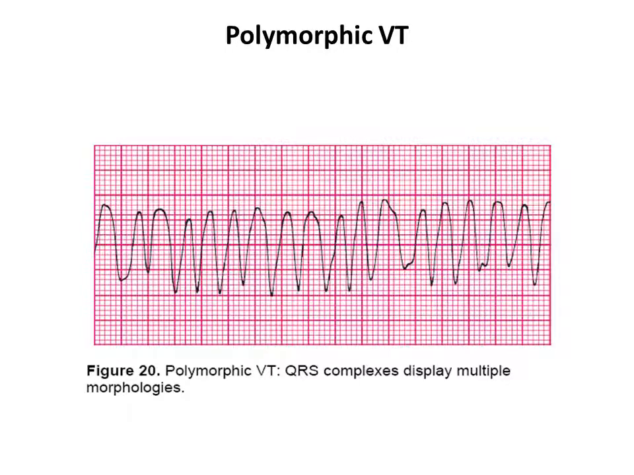This is polymorphic VTAC, with different shapes of the QRS and T waves. The first part is different from the second part in this strip, and this indicates that the origin of the impulse is from different foci in the ventricles.